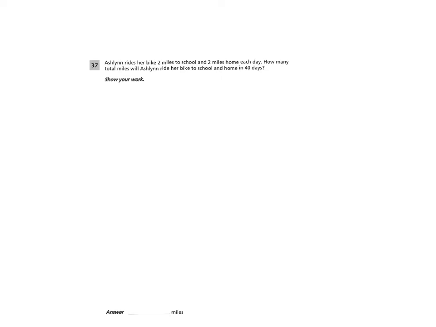So our question today says Ashlyn rides her bike 2 miles to school and 2 miles home each day. I'm going to box that word, "each day." How many total miles will Ashlyn ride her bike to school and home in 40 days? So we know that she rides her bike to school and home. So that's 1 day. This equals 1 day. So in 1 day, we know that she rides 4 miles.